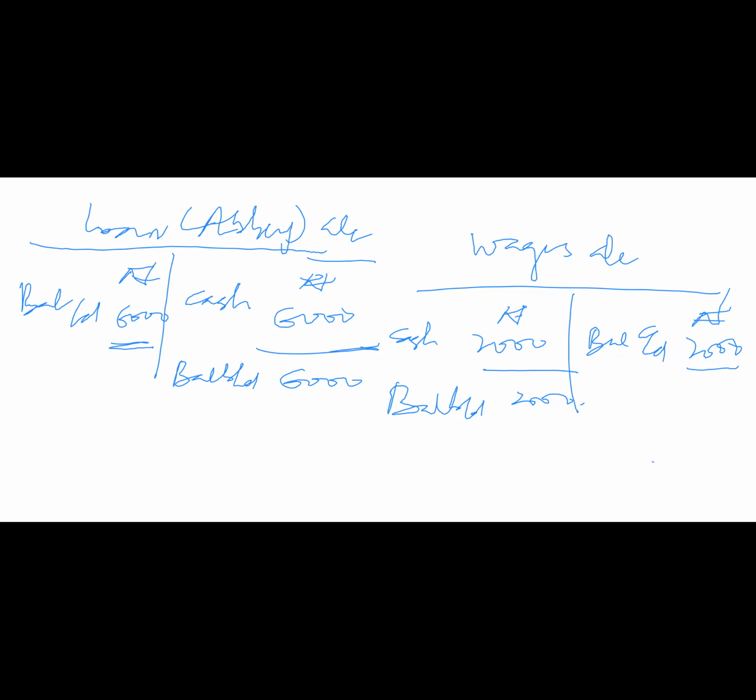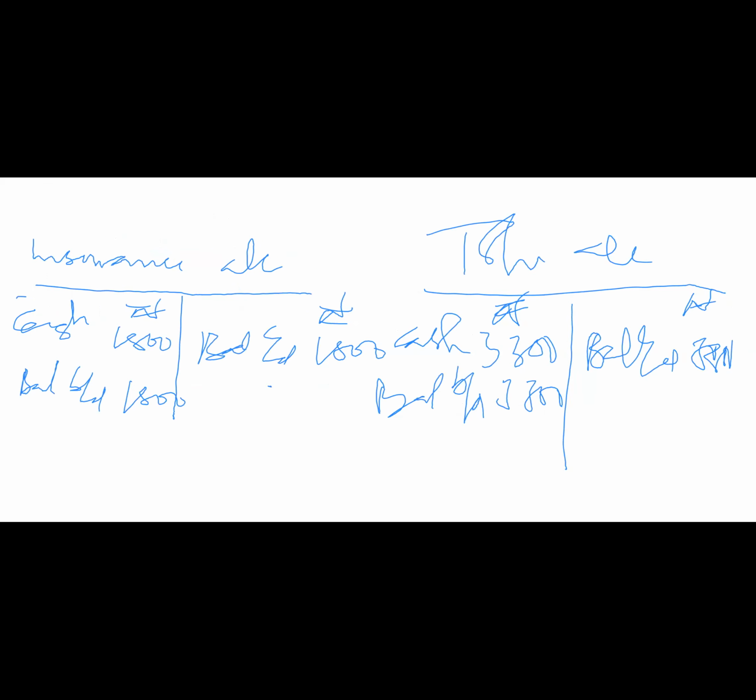So the next one is wages. Wages is an expense. Are you following? Wages is an expense. So therefore, you post wages to the debit side of the trial balance. So the next one is insurance. Payment of insurance also is an expense. So when you pay insurance, it's also an expense. So therefore, it will be posted to the debit side of the trial balance too.